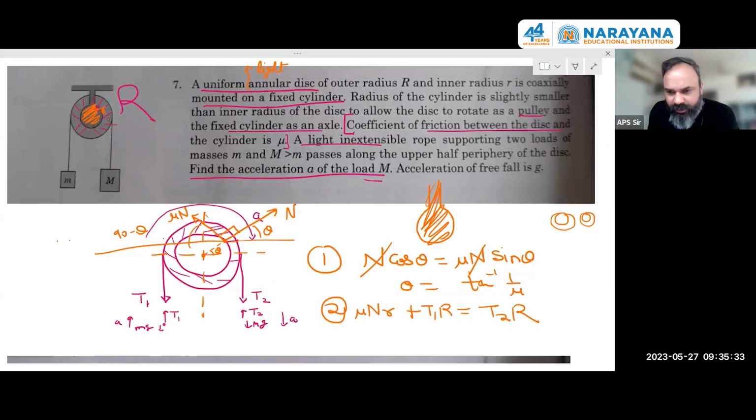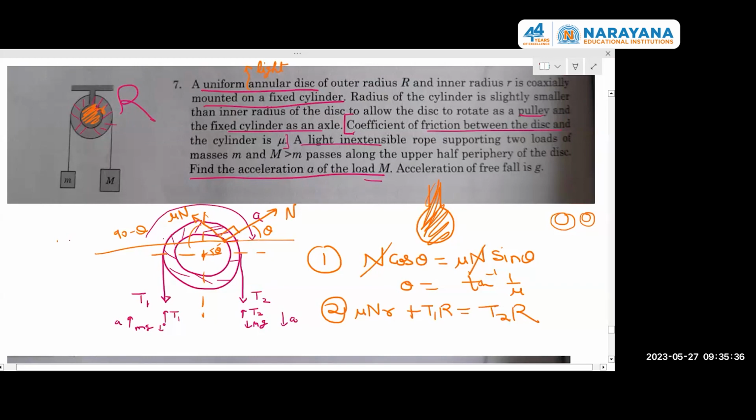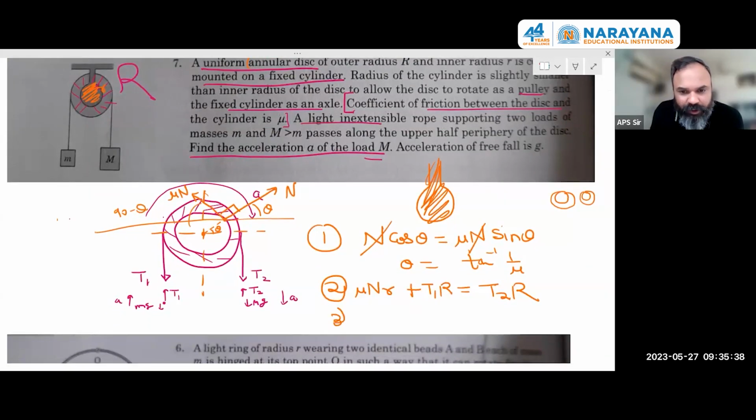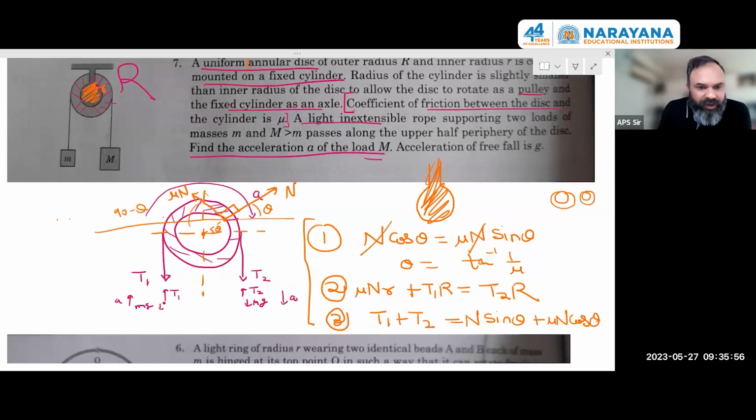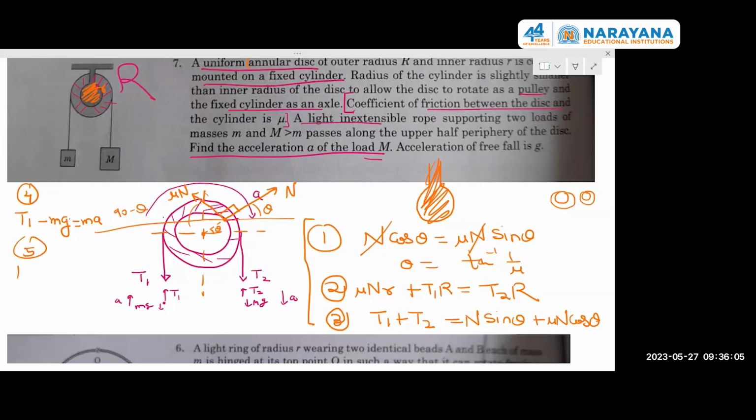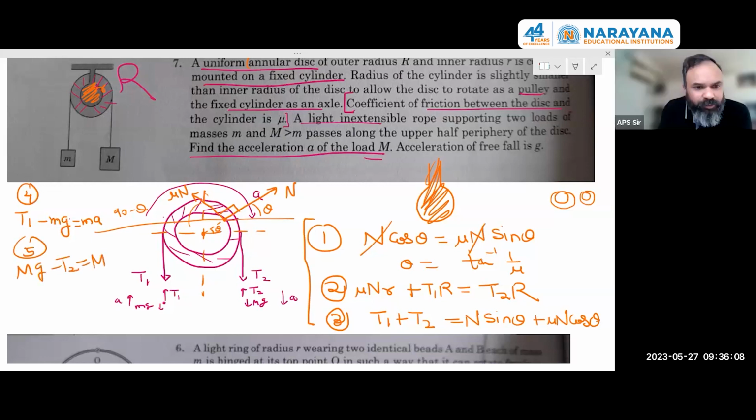So you can check the second equation. And third, you just do a simple force balance in the vertical direction. So you'll have T1 and T2, which are acting downward, equal to N sin theta plus mu N cos theta acting upwards. That is my third. So these three equations are fine. And as far as T1, T2 are concerned here, we are quite well placed. T1 minus small mg is small m, small a. And the fifth one is capital Mg minus T2 is capital M, small a.